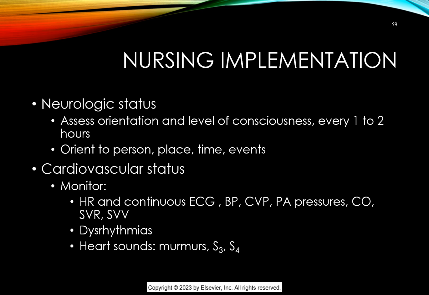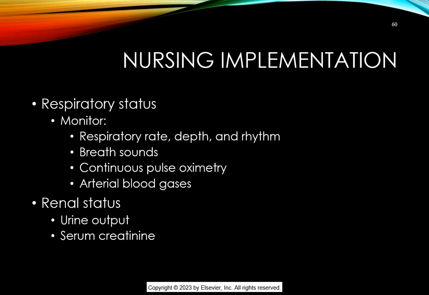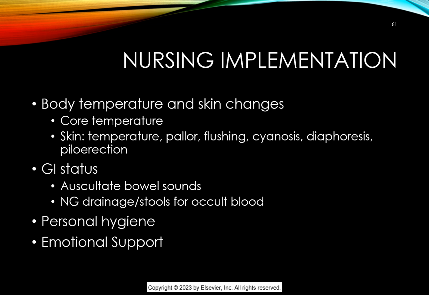A lot of times they're going to have the continuous CVP, all these different things that we're watching for as far as their heart. We're checking for dysrhythmias, we're listening for murmurs, making sure that there's no further complications. As far as respiratory, this is all pretty standard, so I'm just going through this real quick here, but all of our normal stuff, including checking blood gases occasionally. Renal status, we're mostly focused on our urine output, but we are going to monitor our serum creatinine to see how we're doing there. We're going to take core temperatures.